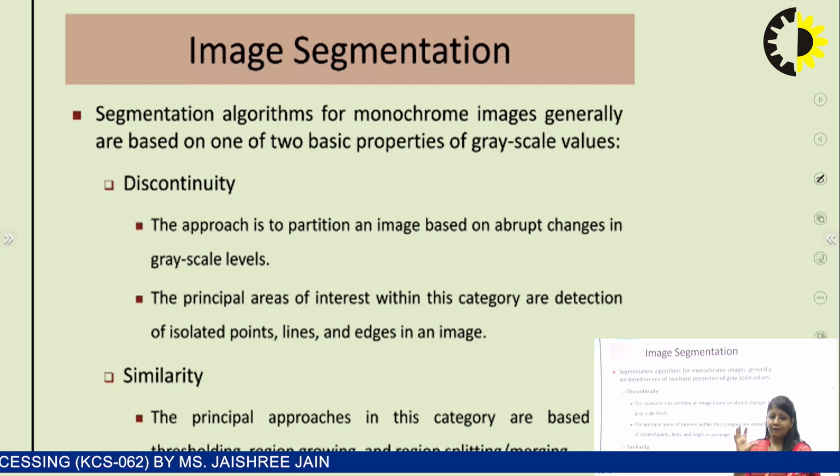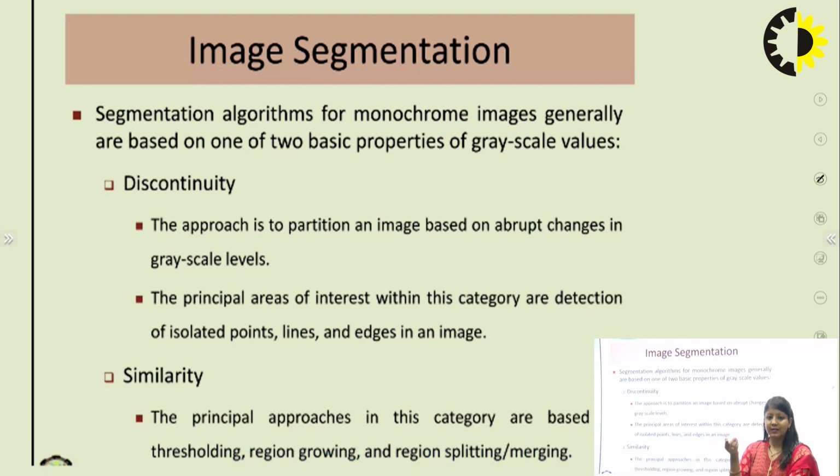If we find any isolated point in the image, then we can separate that point from the image, or there can be different lines in the image, so we can separate those lines into different segments. And in case of edges, we can find the sharp lines. Edges are boundaries or sharp lines. So we can identify those edges and separate them from the image, so that they belong to another segment. So these are the methods when we apply image segmentation.